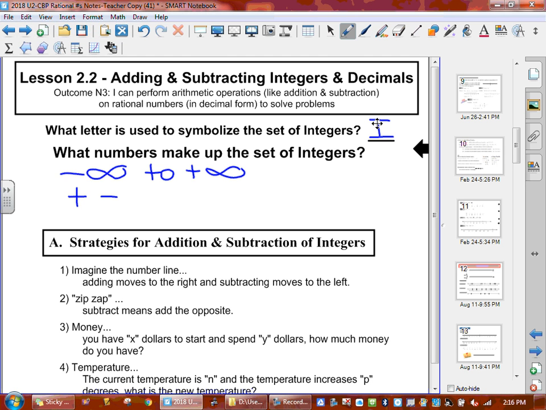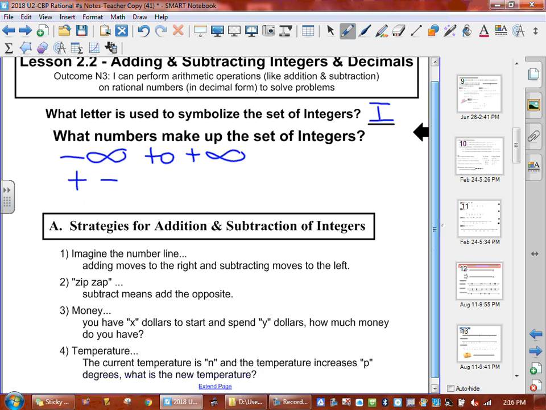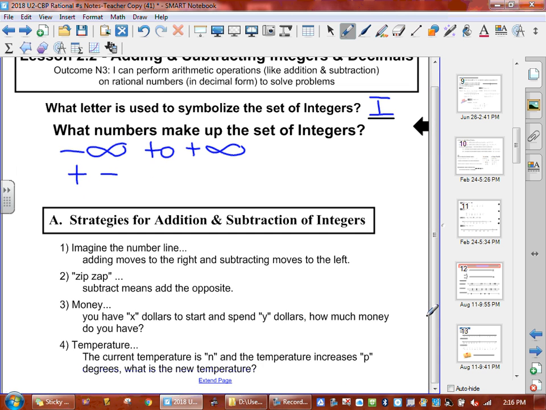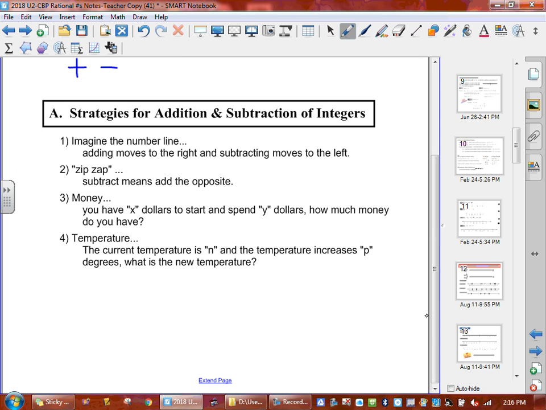There are a couple of different strategies. I'm sure you've talked about some of these strategies in your different schools before, in different grades. Have you ever talked about adding, you always move to the right, subtracting, you move to the left? This is typically comparing it to a number line. Zip zap, anybody tried that one where you add the opposite? What about the money strategy?